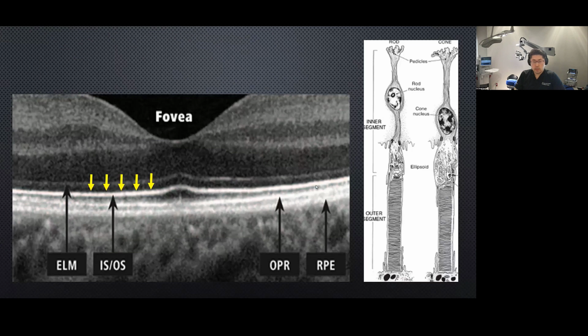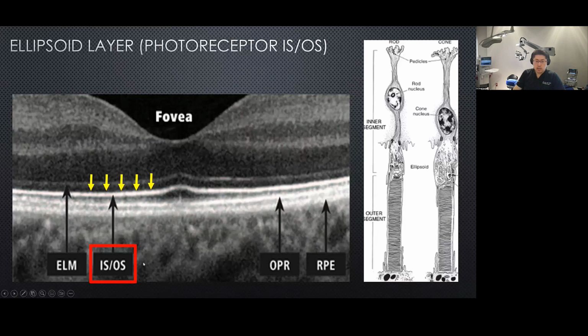Another very key way to help you diagnose patients' vision is the use of a very important structure called the ISOS, or the ellipsoid zone. This zone is important because it is the powerhouse of the photoreceptor, and it contains a lot of mitochondria that are required for photoreceptors. A disturbance of this layer will result in a decrease in vision.